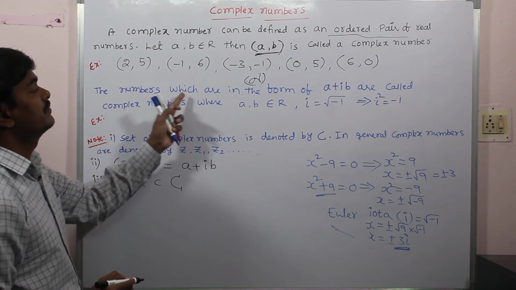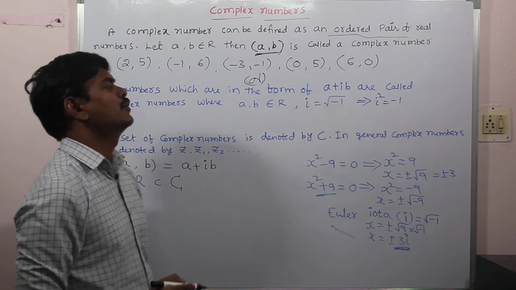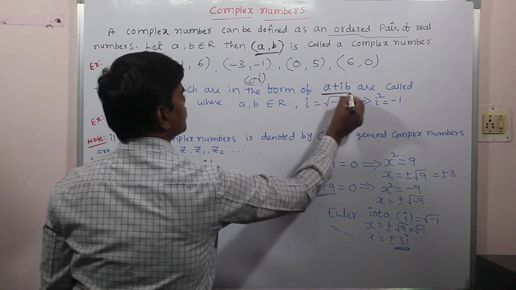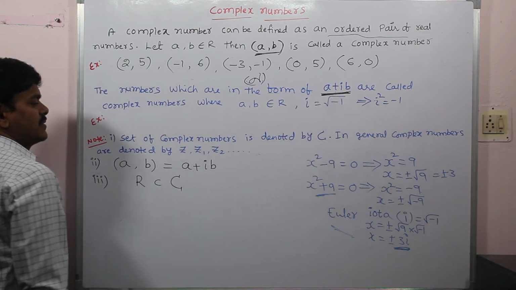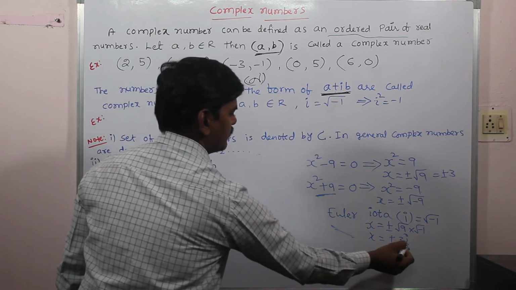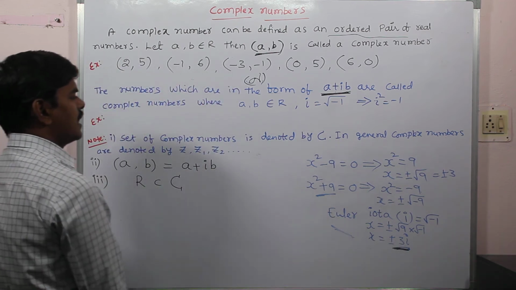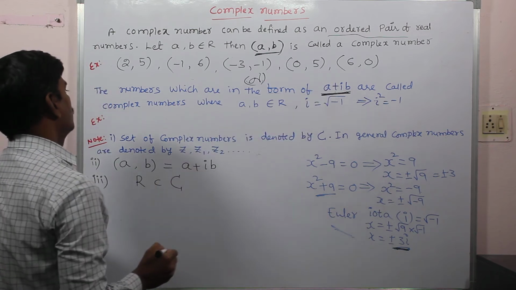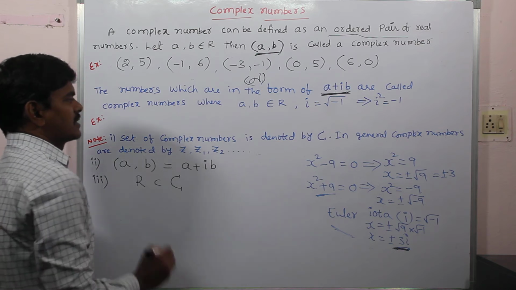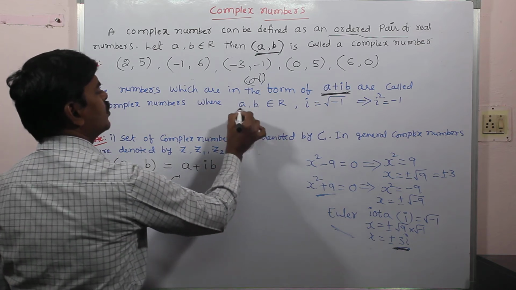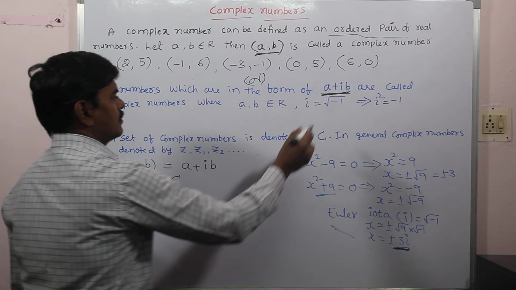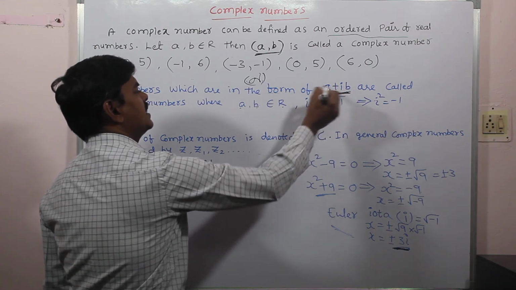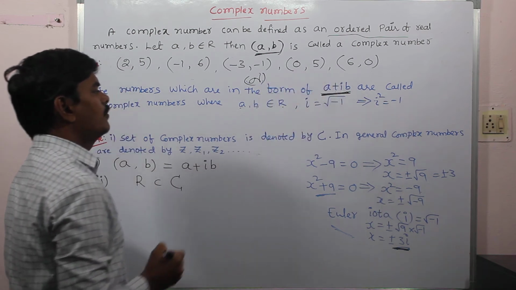The numbers which are in the form of A plus iota B are called complex numbers. So A plus iota B form. If you see 3 iota, it's in the form of A plus iota B. If you see the symbol iota, those kinds of numbers are called complex numbers. What are A and B? A, B both are real numbers. So by taking different real numbers for A, B, we are going to get different complex numbers.